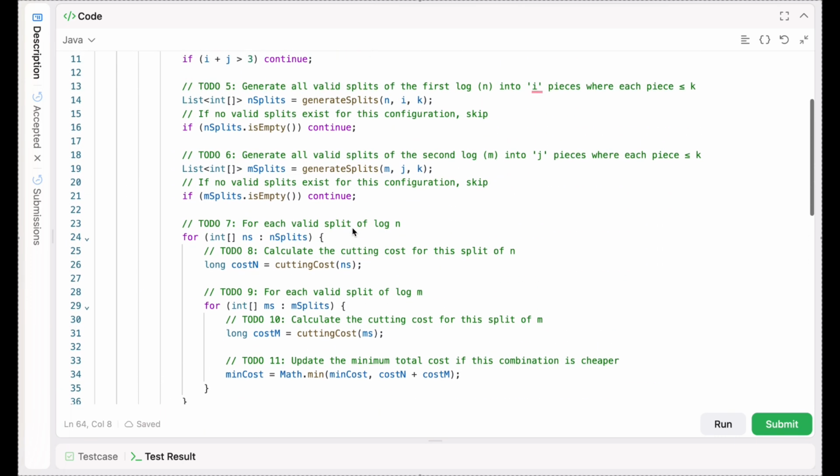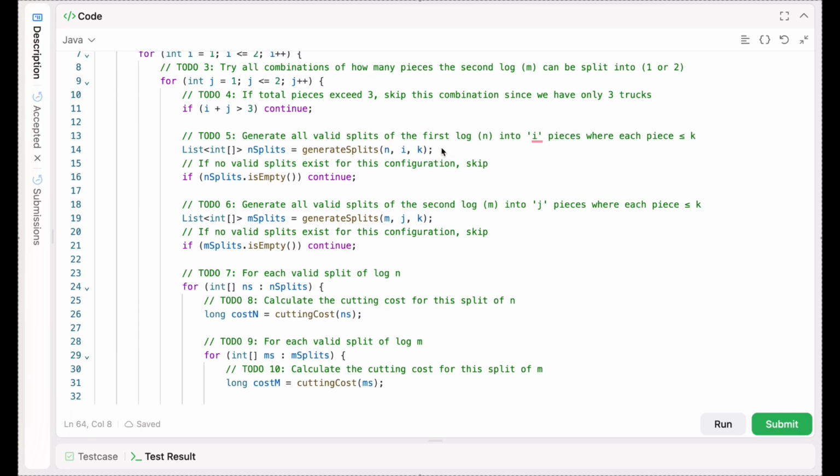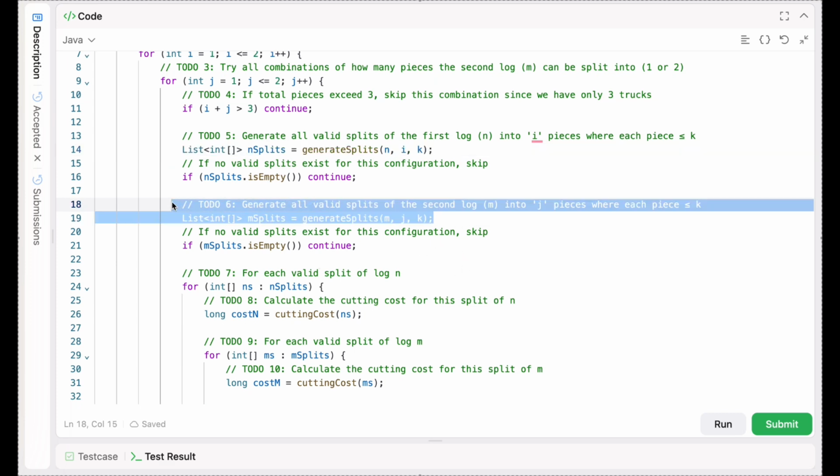So we are here at this method. We have generated all the valid splits for the log n, right? And if it is one piece, the whole length must be less than or equal to k, that we have done. Then we'll go similarly for piece 2. Then we'll generate all the valid splits for each log. So there were 2 logs, right?